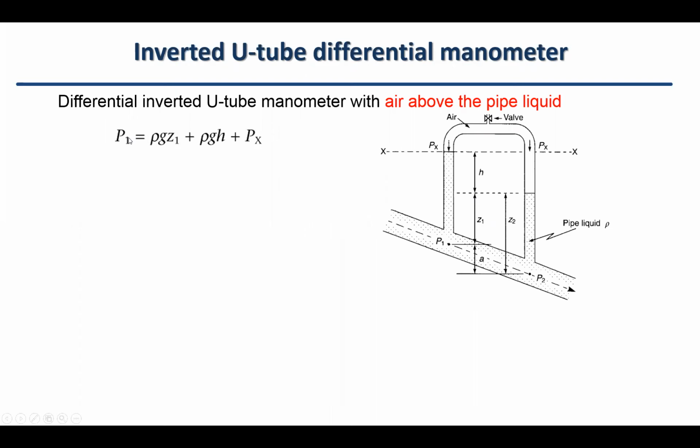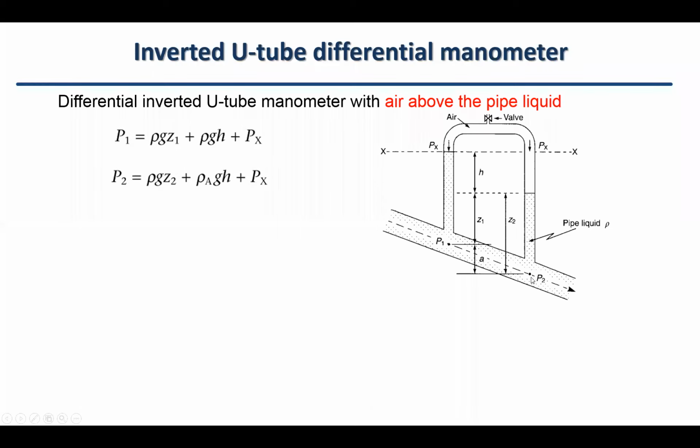So P1 is equal to rho g Z1 plus rho g h. If you have the total figure, we can write all together, and at this point plus Px. So P1 is equal to the pressure from all the liquid here plus Px. Just bear in mind that the first and second terms on the right hand side have the same density, so we can write the total depth together.